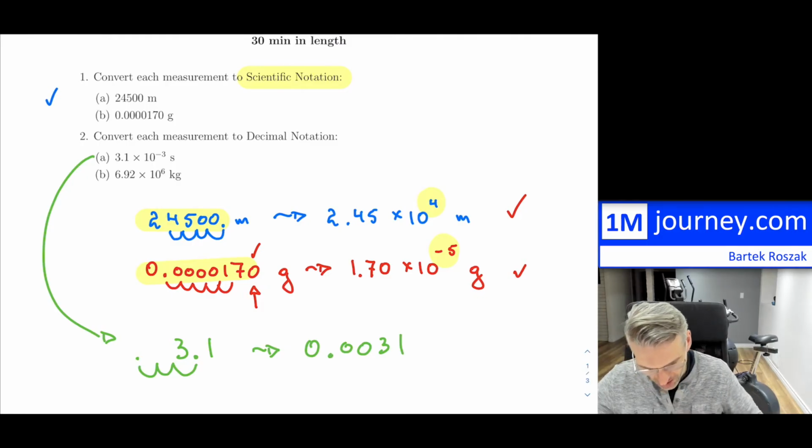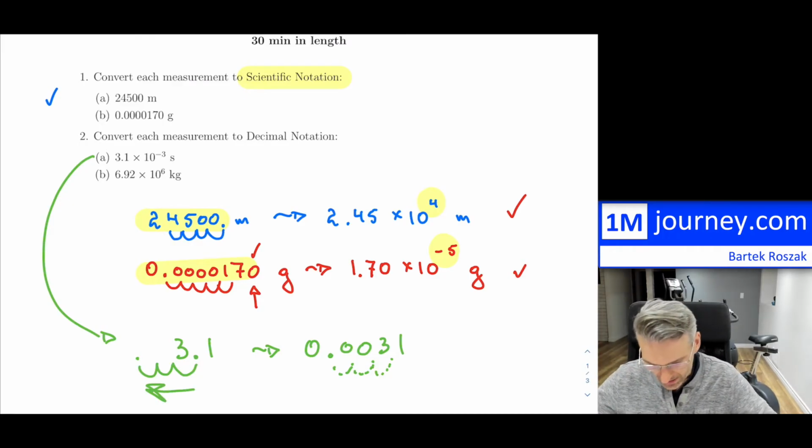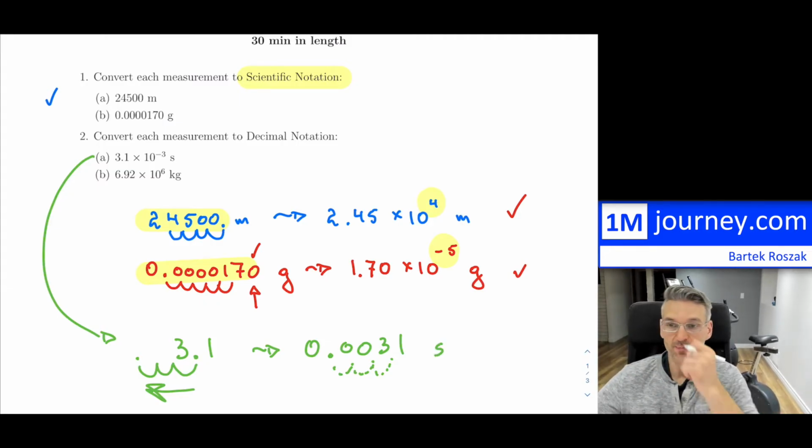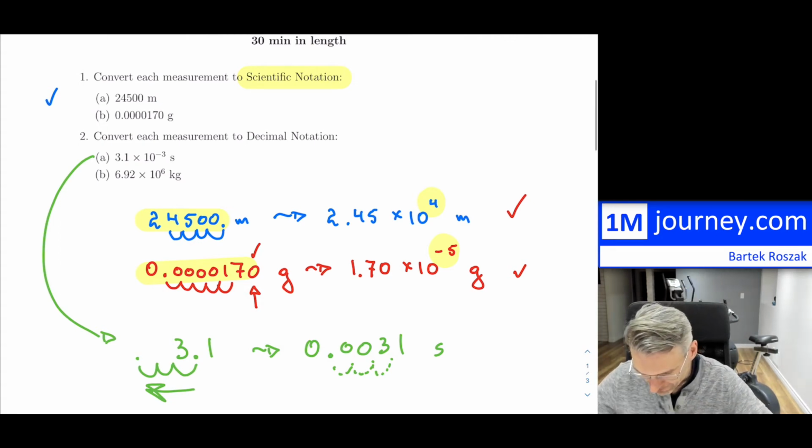in decimal notation. As you can see there, it shifted over 1, 2, 3. So it went in that direction, and then we can put our seconds in there, so it looks like it was a time measurement for us. All right, so that's another one right there.